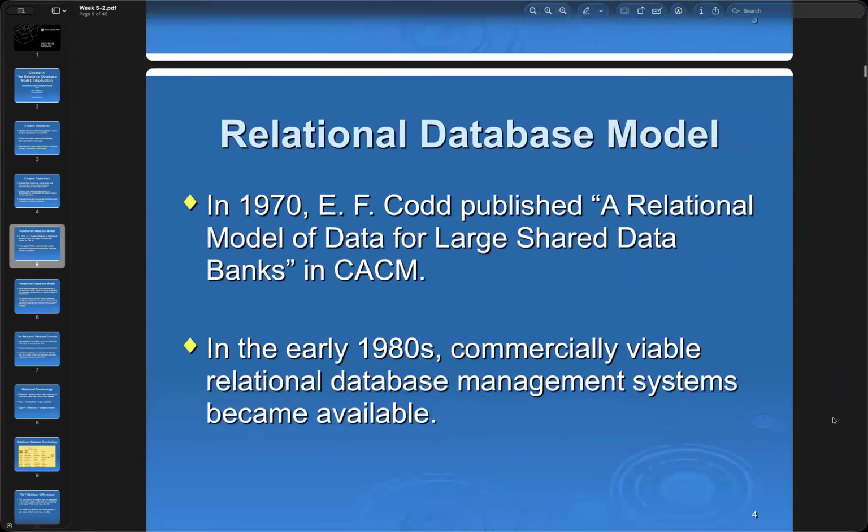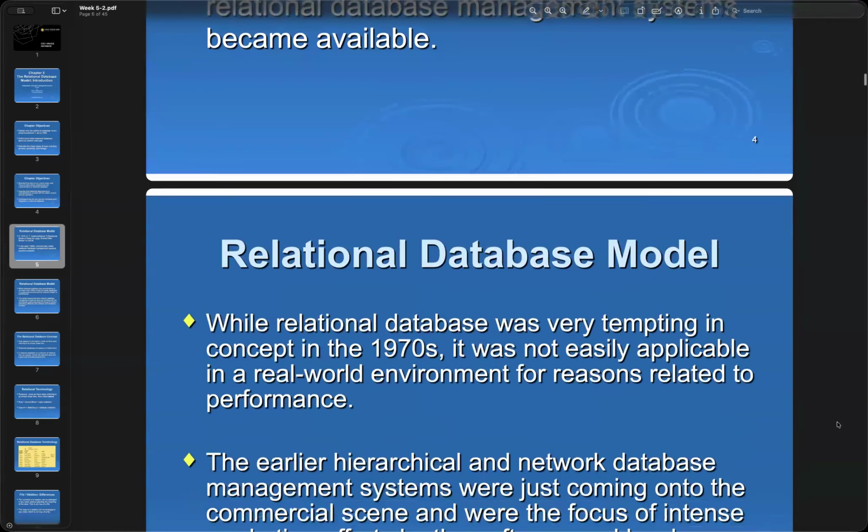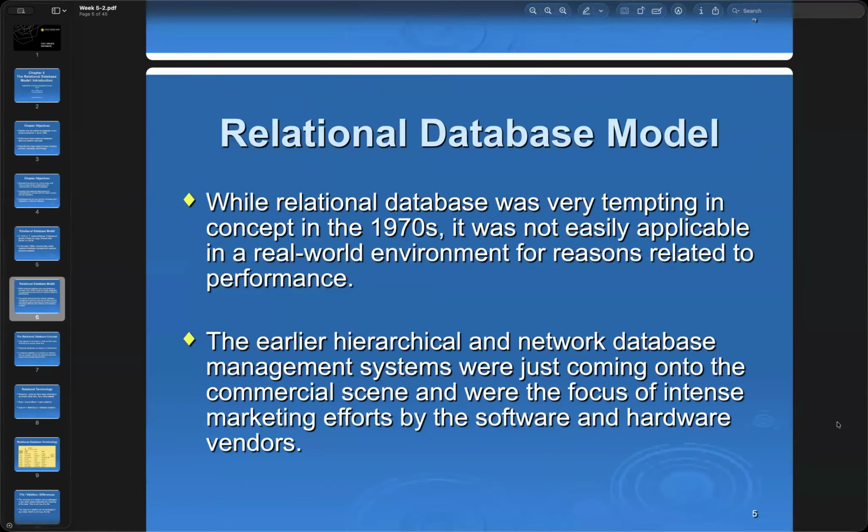For this, quickly, in 1970 we already published A Relational Model of Data for Large Shared Data Banks. Then in the 1980s, early and commercially viable relational database management systems became available. So that's kind of the history we covered before. The relational database was very tempting in concept in the 1970s, but it wasn't easy to apply in the real world environment, for some reasons related to performance.